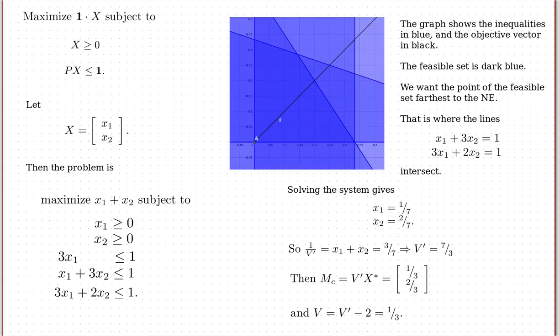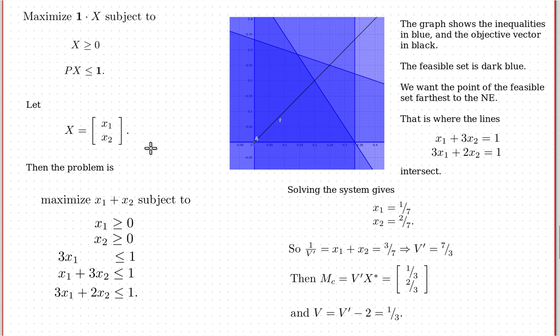Okay, so we're trying to solve this problem, maximize 1 dot x subject to x is non-negative and px is less than or equal to 1. Let's translate this into a finite problem, right? In finite, they don't do these problems by formulating them in terms of matrices. They just formulate them in terms of basic simple algebra, right? High school algebra. So if I let x be equal to x1, x2, right?